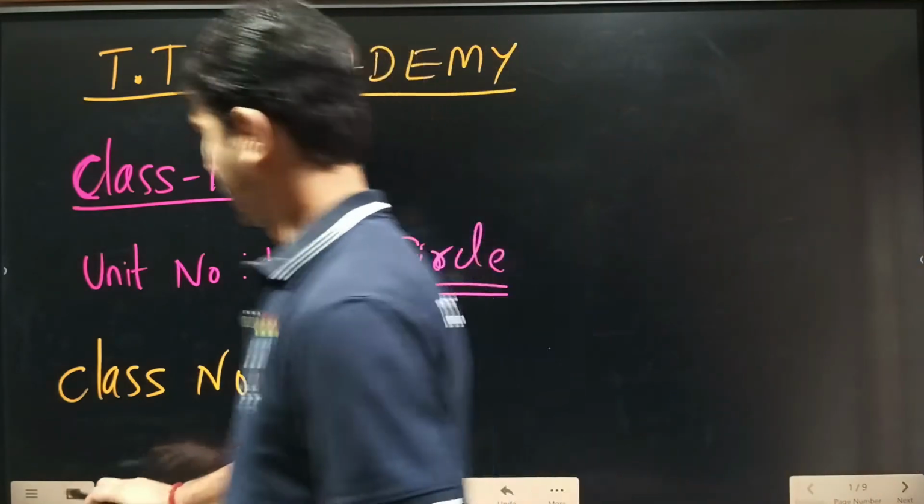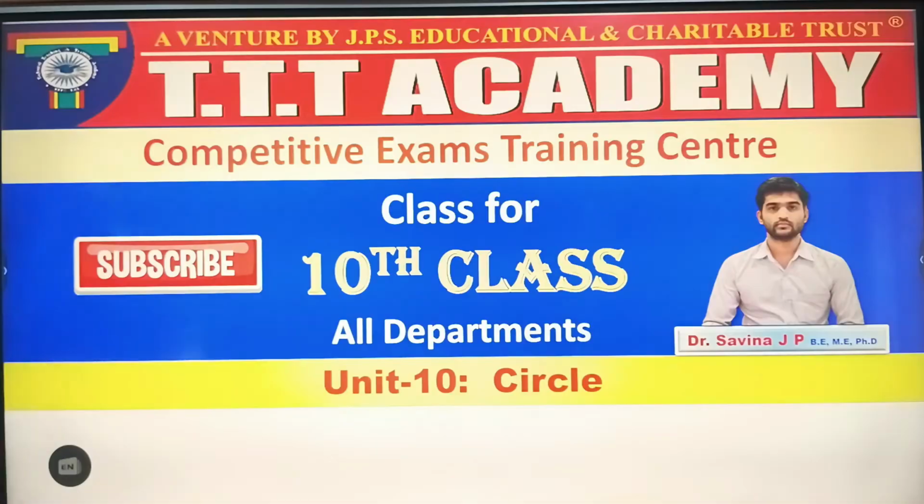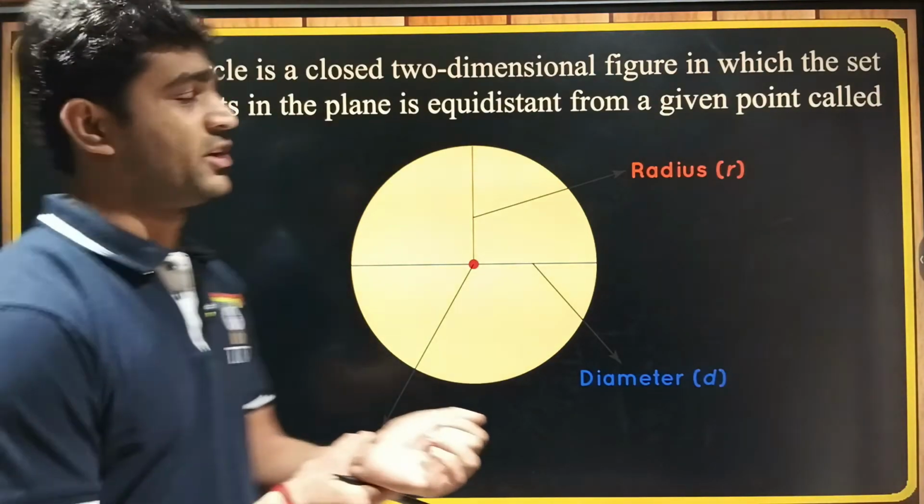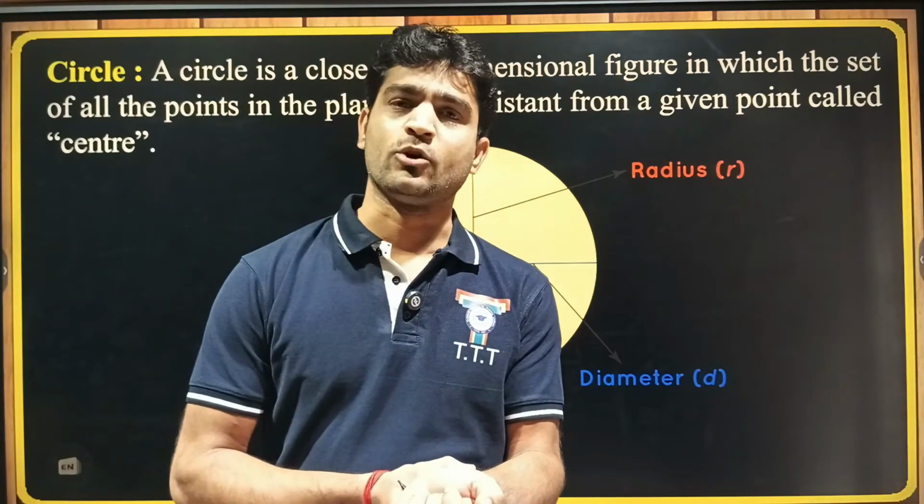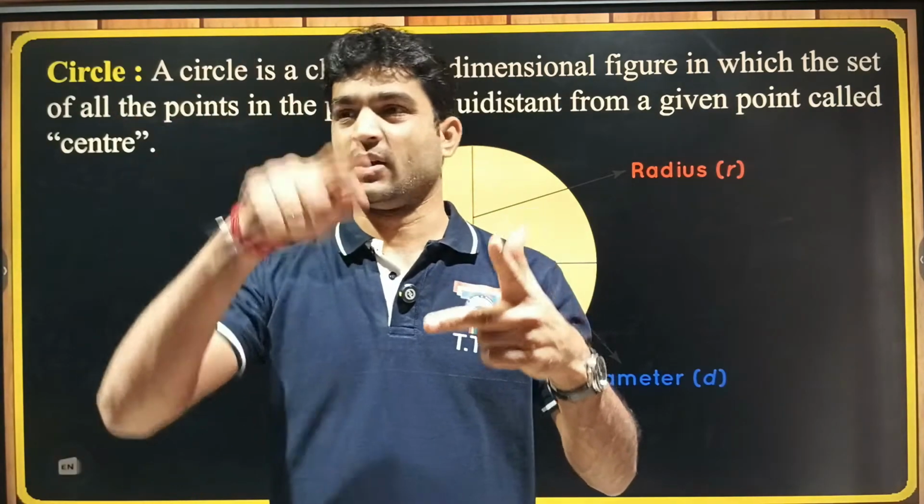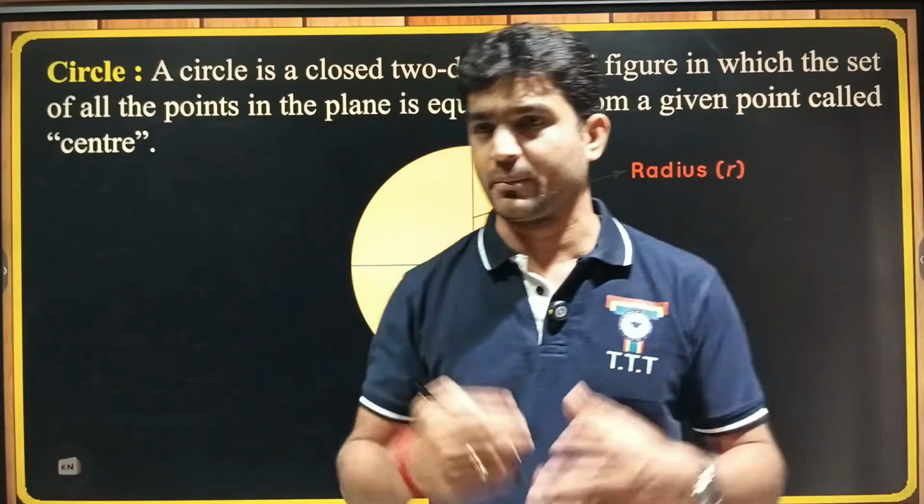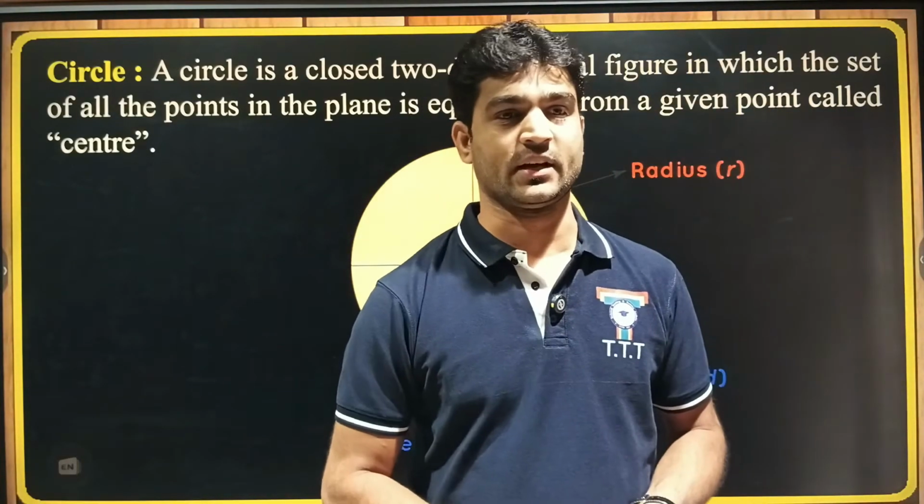So dear students, as usual we all know that circle. What do you mean by circle? So circle means it is a two-dimensional figure. So what do you mean by two dimension? That means it may be like any two, x and y or y and z, any two-dimensional figure we call a two-dimensional figure.